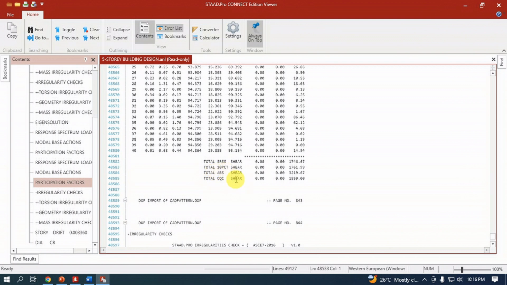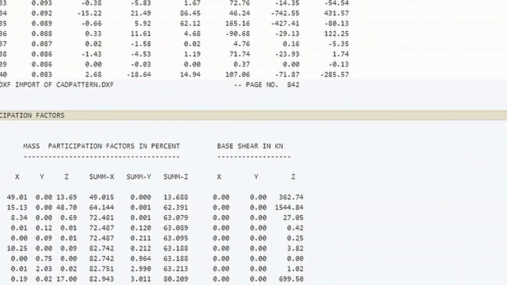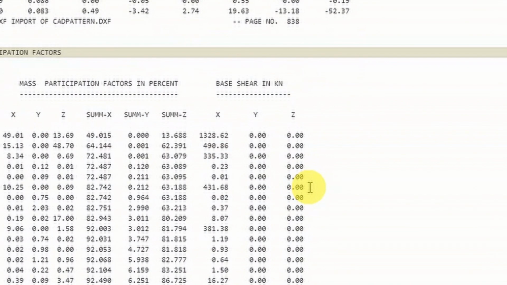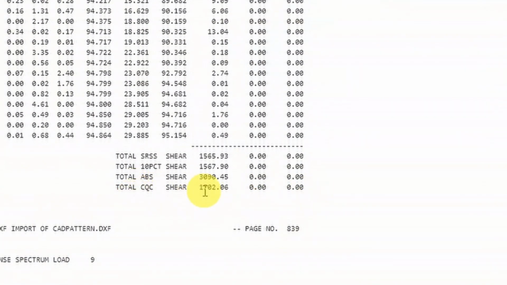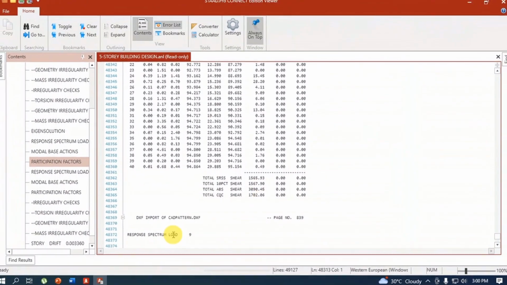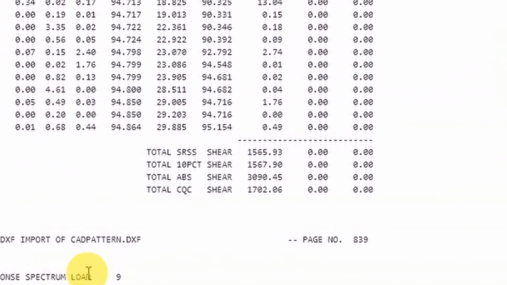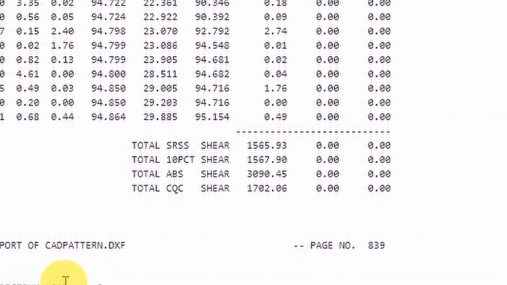Ibig sabihin, sa Z, ang base shear niya is 1,859. Ngayon, sa X, ang X is 1,702.06 kilonewton. In the next video, I am going to take this sample structure and see how we got these base shear values. Sa ngayon, hanggang dito lang muna tayo.